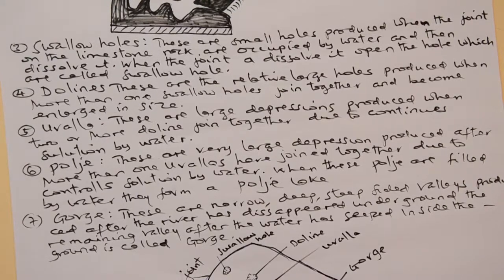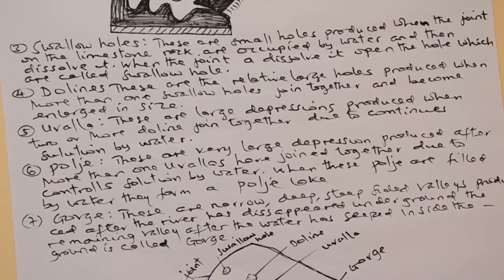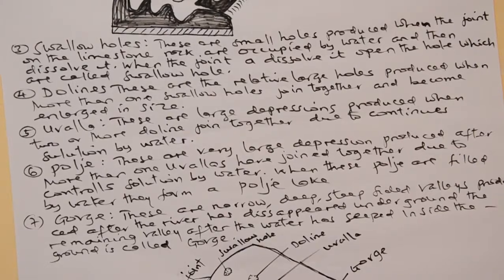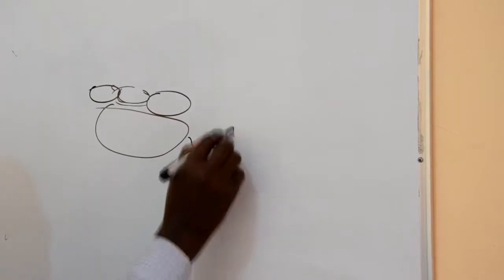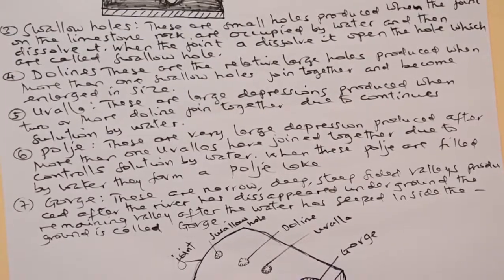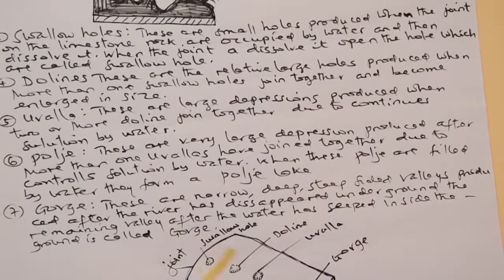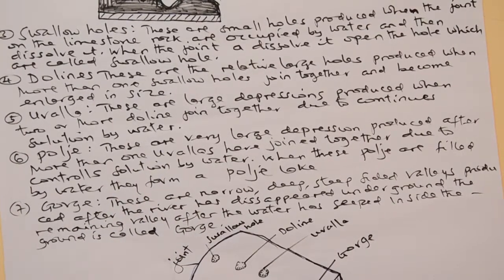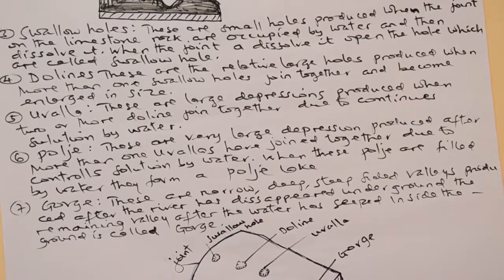Wherever there is a doline in a particular area, and nearby there is another doline, wherever these dolines react and form one, it will change from doline to uvala. Not only that, but there is another feature which is called the polje. Polje, this is a very large depression produced after more than one uvala have been joined together due to the controlled solution of water. When this polje is occupied with water, it forms a polje lake.